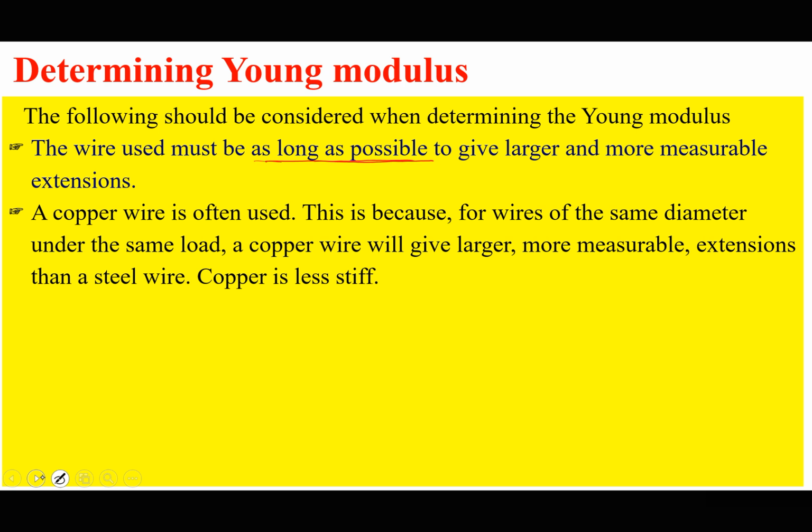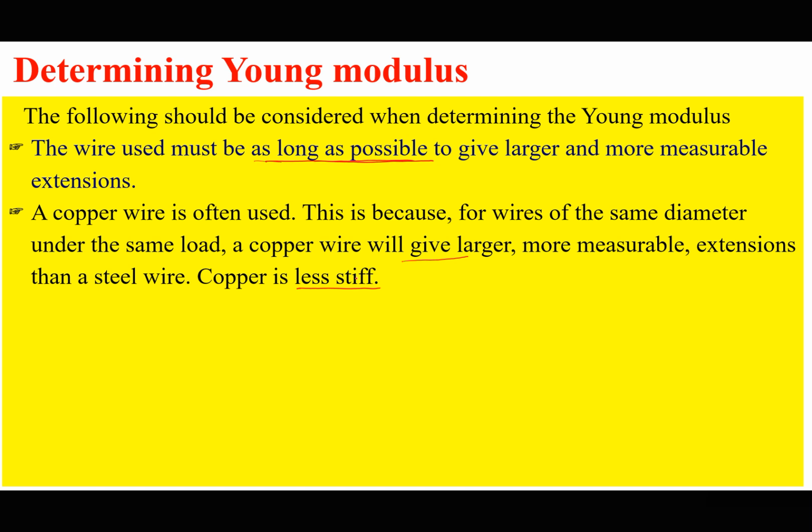Number two, it's better to use a copper wire. A copper wire is often used. This is because for wires of the same diameter, under the same load, a copper wire will give a larger, more measurable extension than steel wire. Copper is less stiff compared to steel. So if you choose steel in the laboratory, you may not even get a measurable extension. So it's better to use a copper wire rather than a steel wire because copper is less stiff. It will give a larger extension, and I've mentioned that the larger the measurement, the smaller the percentage uncertainty.